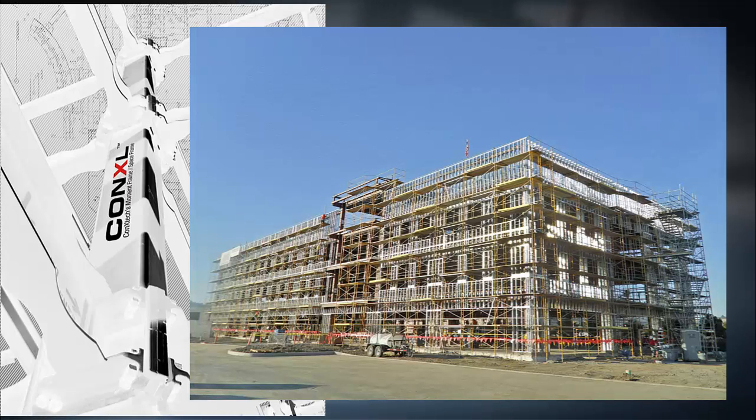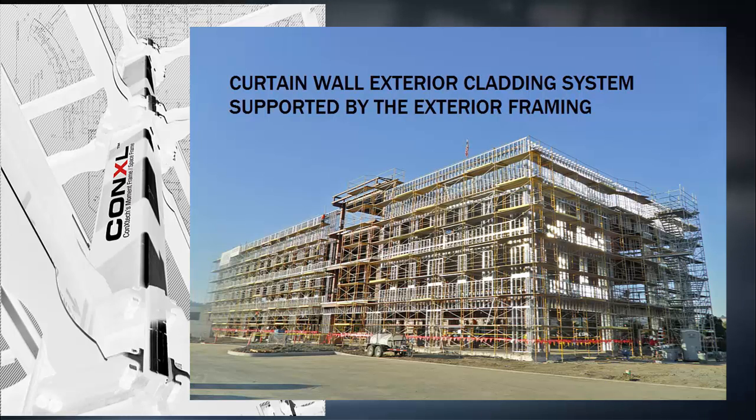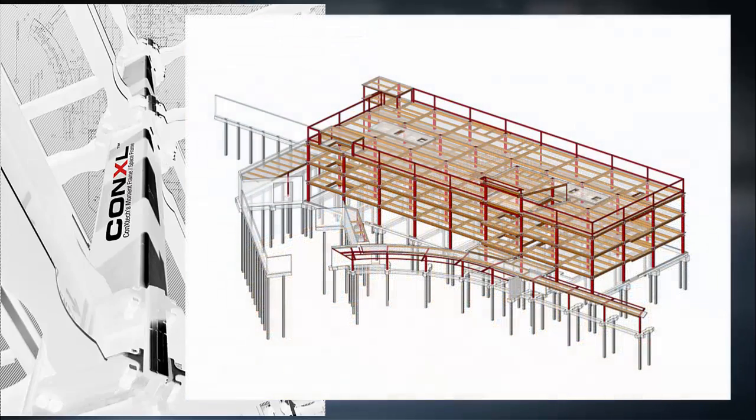The skin of the building will be a curtain wall exterior cladding system supported by the exterior framing, for which we will assume 20 pounds per square foot times the height of each floor for superimposed dead loads. We will use 16-foot floor-to-floor at level 1 and 14-foot floor-to-floor at the typical floors.